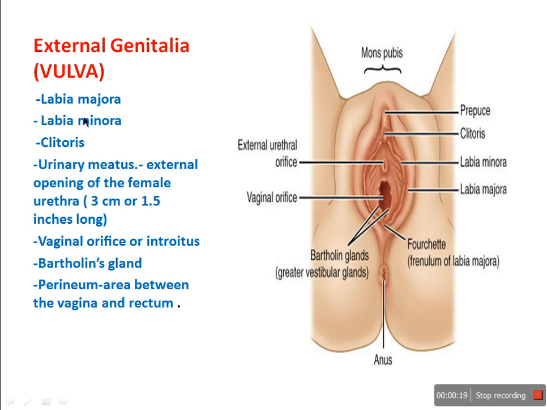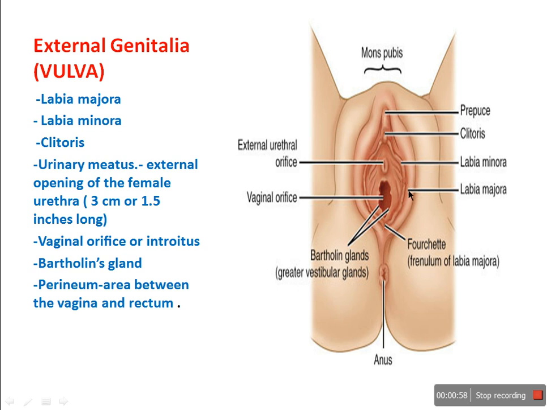It includes labia majora. Labia majora is the thick fold of skin which is seen surrounding the external urethral orifice and vaginal orifice. Below or near to labia majora, you can see another thin skin folding. This is called labia minora.